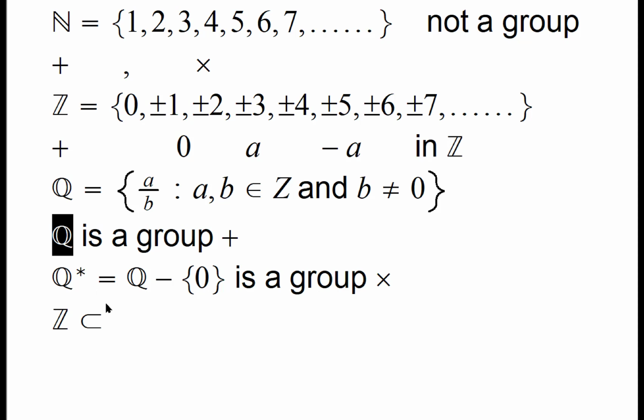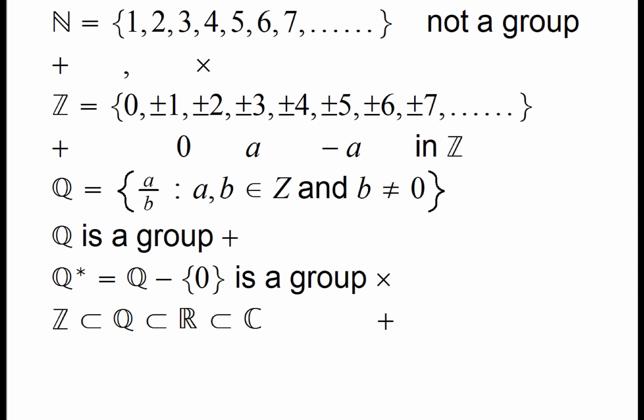And at the same time, Q is a subset of R, okay? And also, R is a subset of C, right? So integers are contained in rationals, they're contained in reals, and reals are contained in complex numbers. And all of these are groups with respect to the addition.